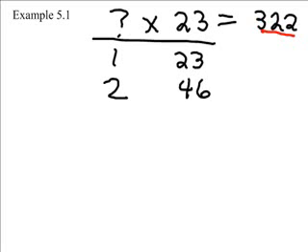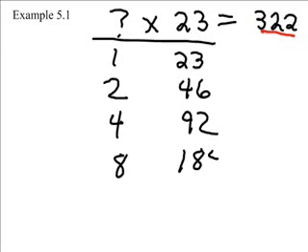46, 92, 184. Now, I'm going to stop because if I multiply 184 times 2, it's going to be a number that's bigger than 322. So that's how I know how to stop.